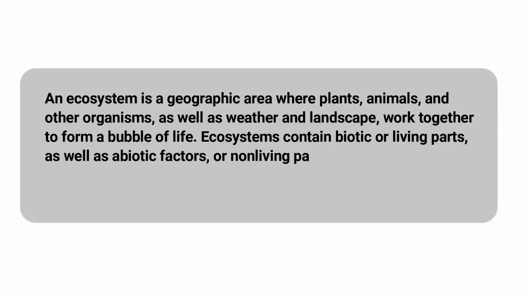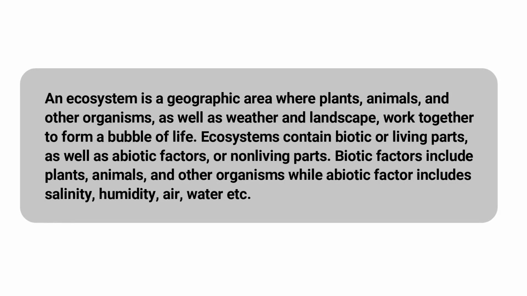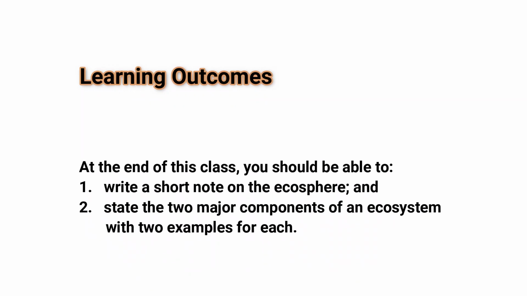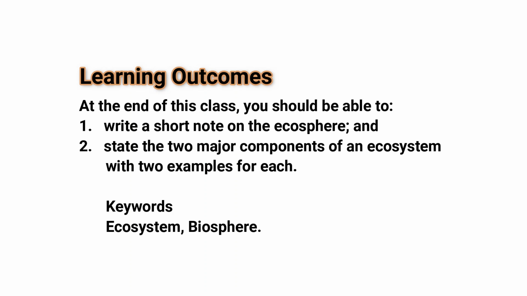An ecosystem is a geographical area where plants and animals and other organisms, as well as weather and landscape, work together to form a bubble of life. Ecosystems contain biotic or living parts as well as abiotic factors or non-living parts. Biotic factors include plants, animals, and other organisms, while abiotic factors include salinity, humidity, water, etc. At the end of this lesson, you should be able to write a short note on the ecosphere and state two major components of an ecosystem with two examples of each. The keywords: ecosystem and biosphere.